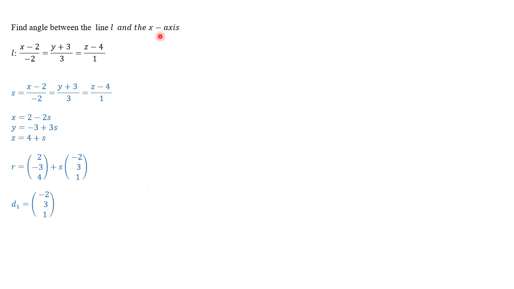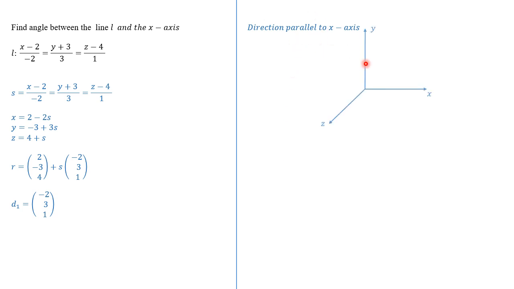Alright, so now we need the direction of the x-axis. So, direction parallel to the x-axis. Let's go to the Cartesian plane so that we can see. So we have the x-axis, the y-axis and the z-axis here. A vector in the direction of the x-axis will have k, 0, 0. A vector in the y direction will have 0, k, 0. Then a vector in the direction of the z-axis will have 0, 0, and the k value on the z component.